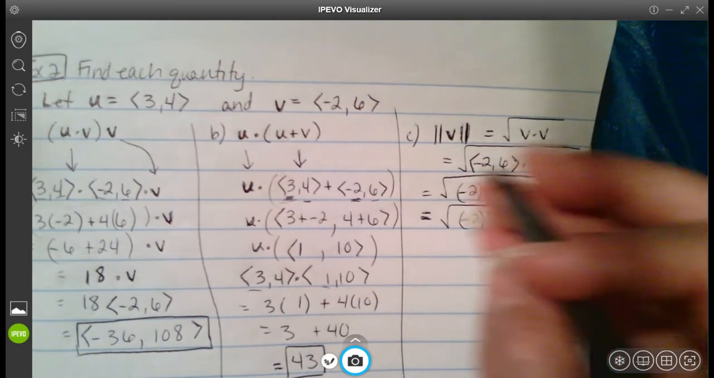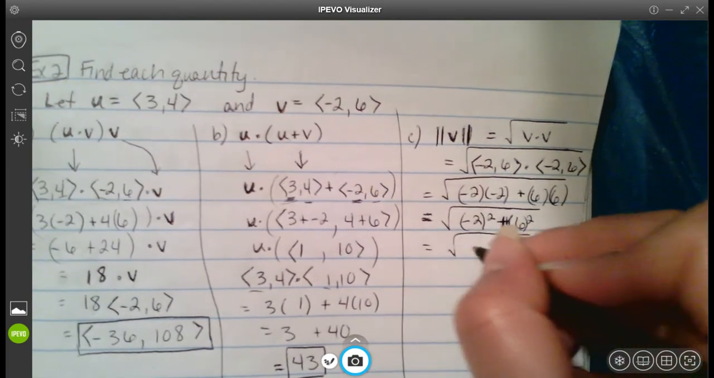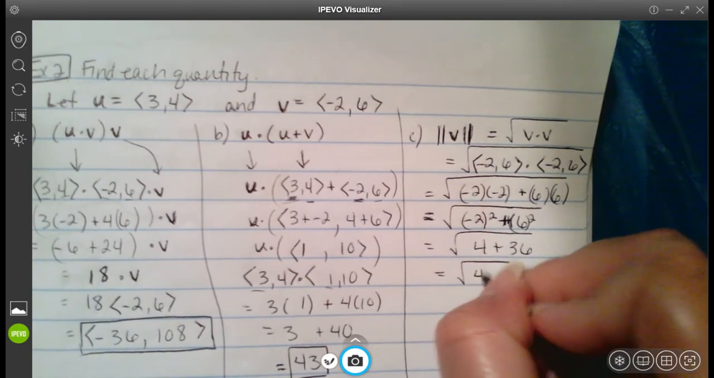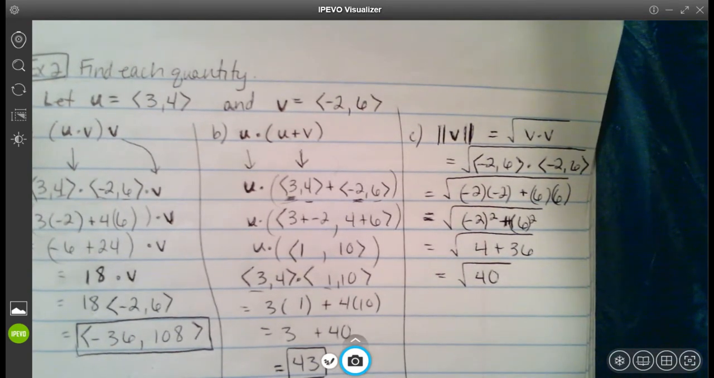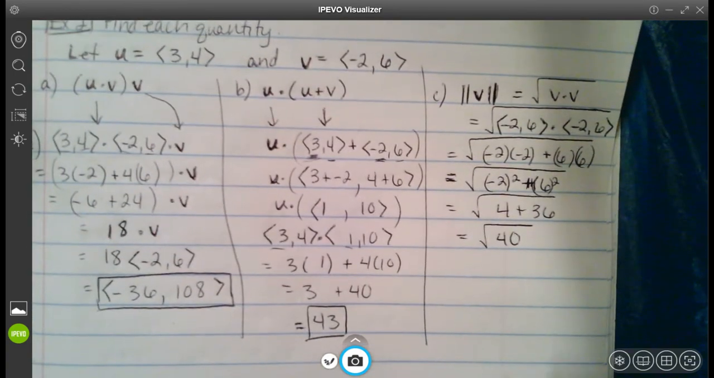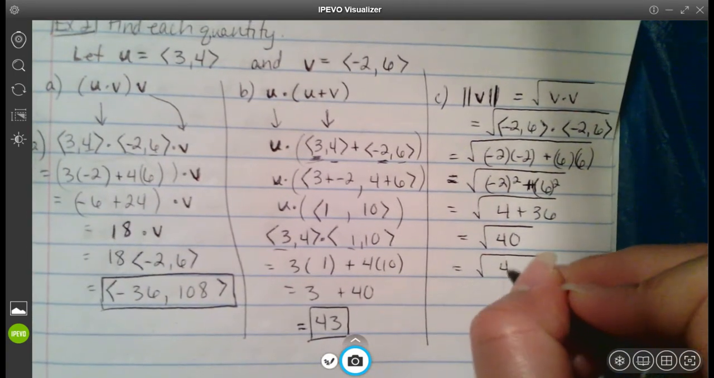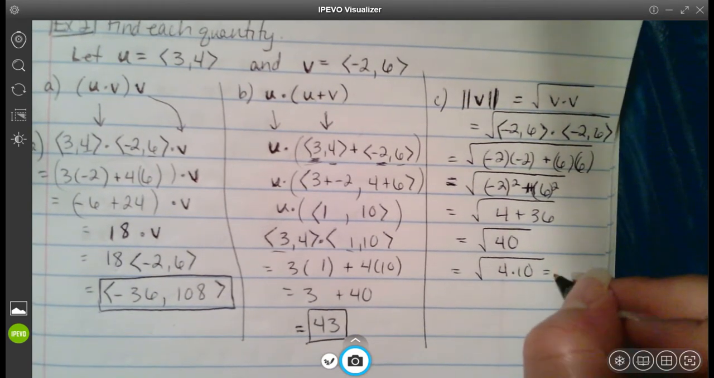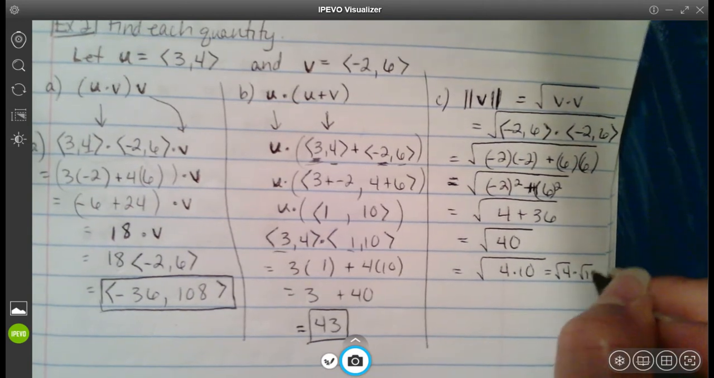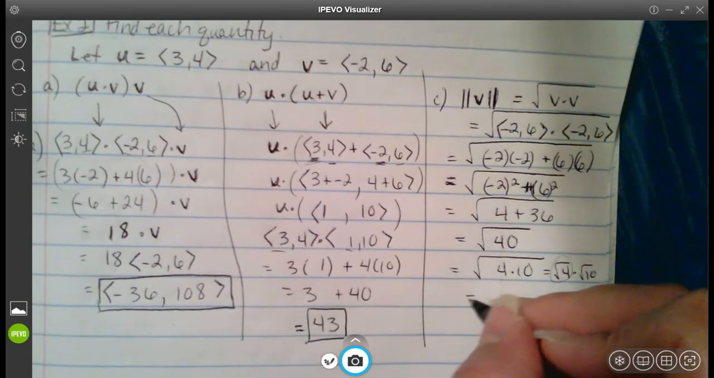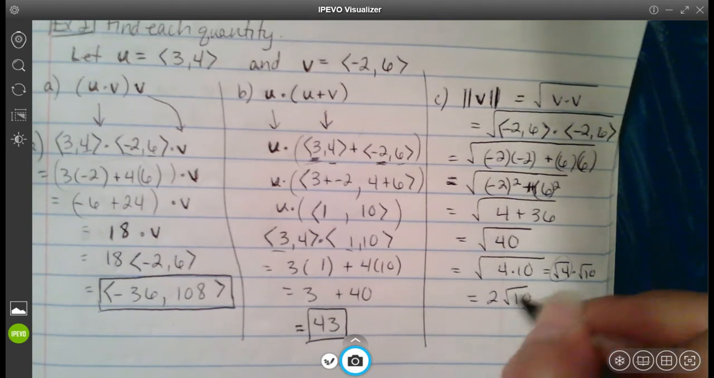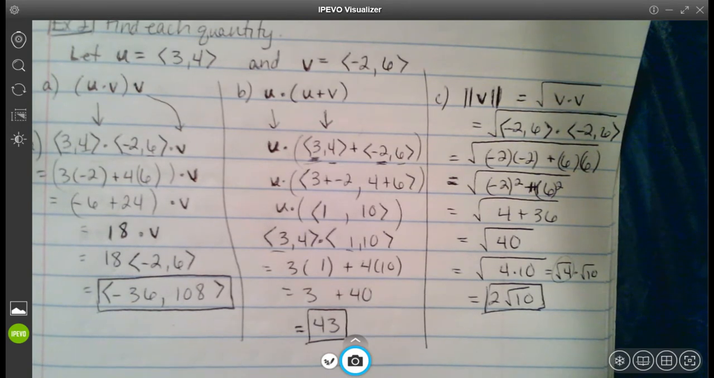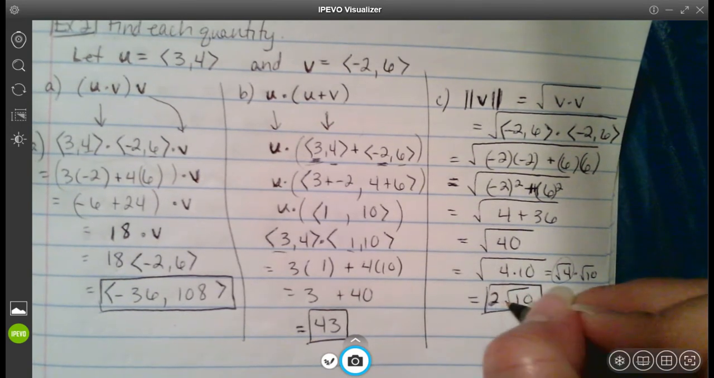So plus 6 squared, and then that gives us the square root of 4 plus 36, which is the square root of 40. But of course, we don't want to leave it like that. We want to make sure it's in simplified radical form. So I know that 40 is the same as 4 times 10, and the square root of 4 is just 2, right? If you want to make that intermediate step, you could do square root of 4 times square root of 10. This is just 2, so we're left with 2 times the square root of 10. And this represents the magnitude of this vector, okay? And that's it for this example.